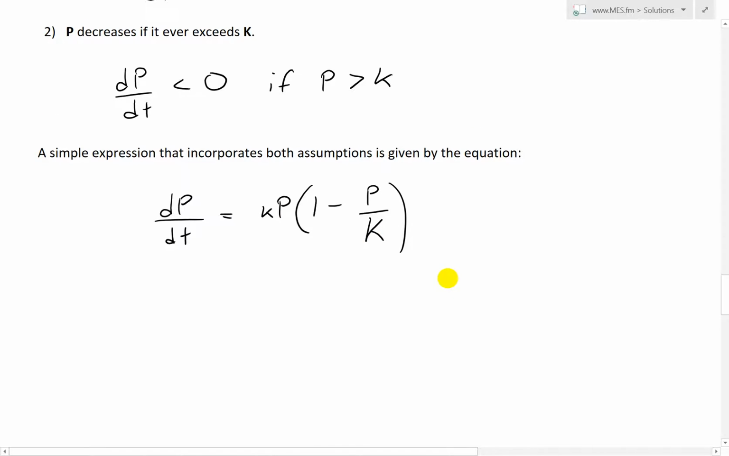So if we look at this right here, when P is greater than K, we have P over K greater than 1. Then we'll have 1 minus a number greater than 1, which makes it negative. So whenever P is greater than K, you'll have it decreasing. And when P is really, really small, this goes to roughly 0. So what we'll end up having is this factor roughly equal to 1, which makes the derivative roughly proportional to the population size, or just kP.